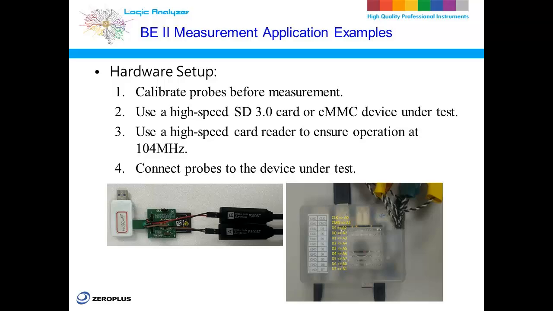We'll be using a high-speed SD 3.0 card or eMMC as our DUT. These storage devices are widely used in mobile devices and embedded systems, where stable signals and accurate decoding are crucial for proper measurement. Ensure you're using a high-speed card reader capable of supporting at least a 104 MHz operating frequency to handle the DUT's maximum frequency during measurement.